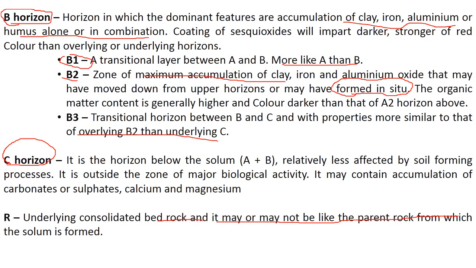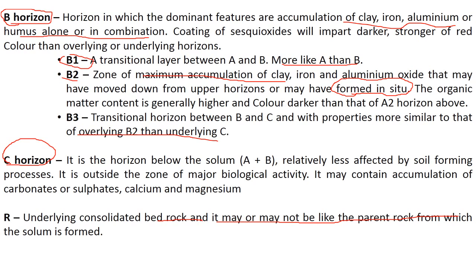Then the B horizon. After A3, the B horizon starts, which has a dominant feature of accumulation of clay, iron, aluminium or humus, alone or in combination. Means here you can find there is a reduction of humus in this layer. Due to that there is a stronger red color. The humus looks brown, but here it is not much darker, it gets faint in color.